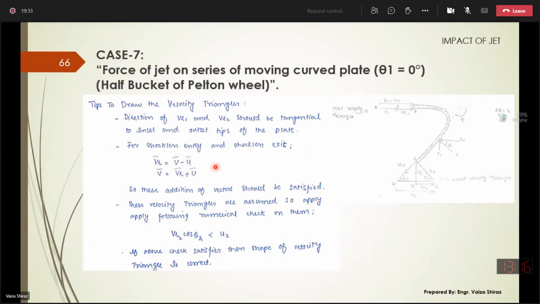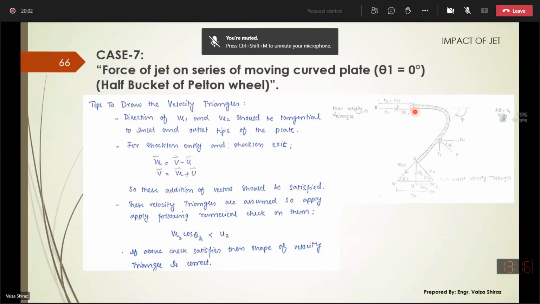Now, second, for the shockless entry and the shockless exit, VR should be exactly equal to V minus U. Now, what does this point mean? Practically, assume that V1 is 10 meters per second and U1 is 6. The difference of these two will give you VR as 4, okay? It means that if you find this vector V1, then on the space it should exactly touch V. Okay, on paper it is so, but it is possible that practically you do not have a very smooth entry. When your jet touches the tip and enters the bucket, you can have losses due to the shock entry or shock exit.